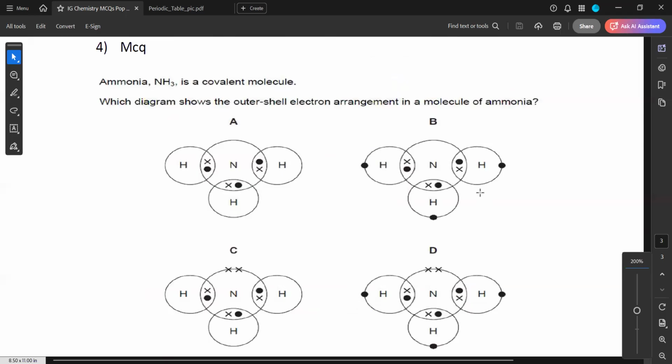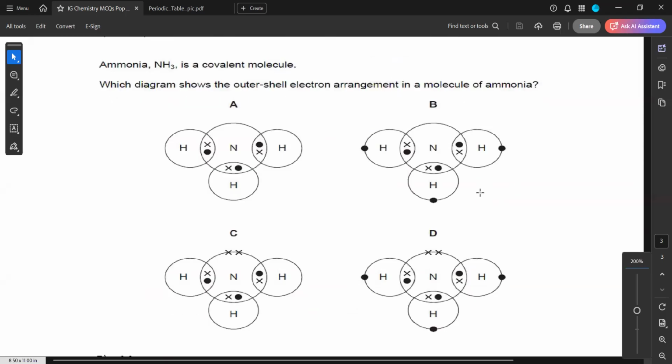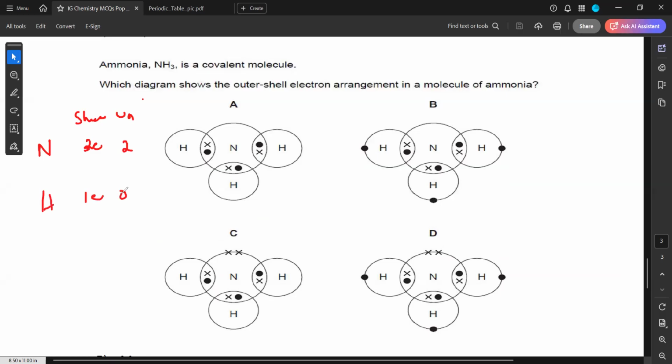Question 4. Ammonia is a covalent molecule. Which diagram shows the outer shell arrangement of the molecule of ammonia? Remember, nitrogen belongs to group 5. If an element belongs to group 5, how many electrons will it share? It will share 3 electrons. And how many unshared will there be? 2 unshared.